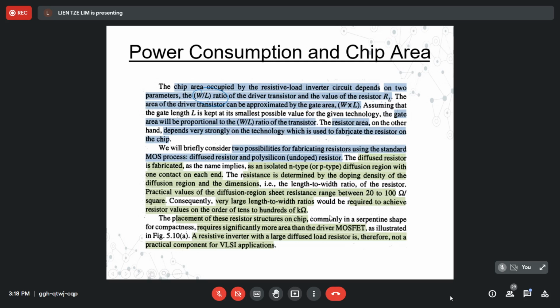If we want to fabricate a resistor, we need to use a correct material for fabrication, such as a diffusion region, and then the doping determines the resistance of the diffusion region. This is the information about the diffuse resistor.